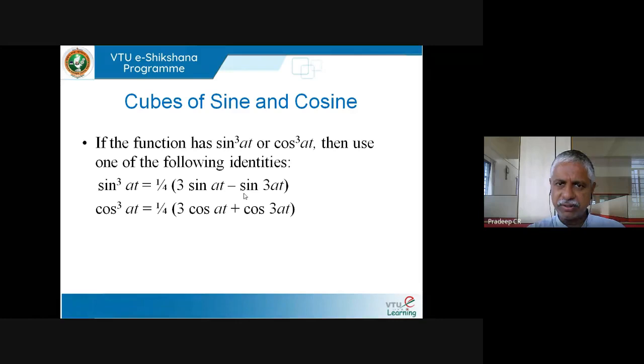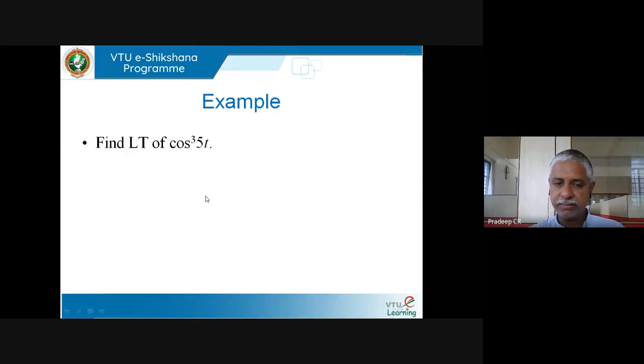So maybe now that we have some time, I will try to explain how to find Laplace of cubes of sines and cosines. There is nothing much in this also. It's the same thing. Use linearity and one of the usual trigonometry formulas. So here is an example. I want to find the Laplace transform of cos cube of pi t.